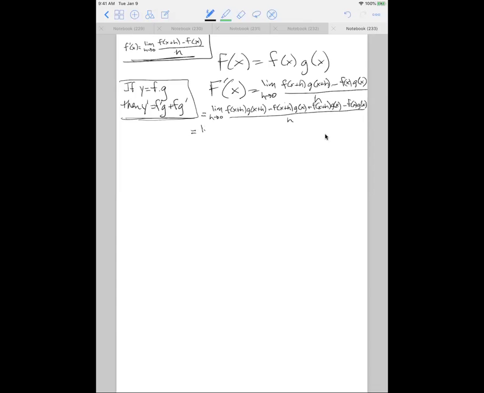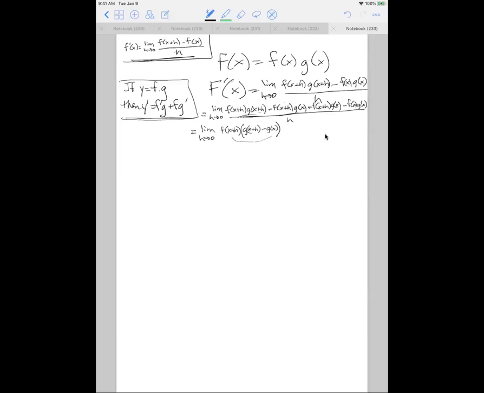So we've got the limit as h goes to 0. If I factor out that f of x plus h, notice what we get. And this will be looking similar soon. We've got g of x plus h minus g of x. Okay, so notice now, if you multiply that back out, you get this term, and then you multiply this times this, and you get this term. It gives you the same thing back.